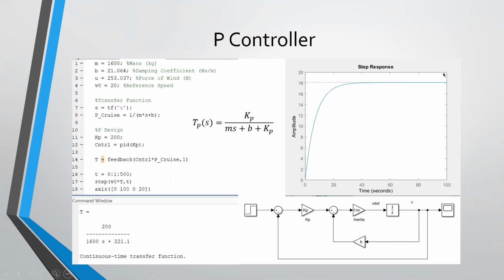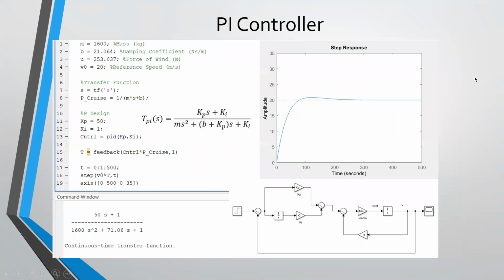We next tested the PI controller. The PI controller adds an integral gain alongside the proportional gain. This controller was best suited for our cruise control system design. It had all the best qualities of the proportional controller. However, the integral gain allowed the system to return back to the reference speed.